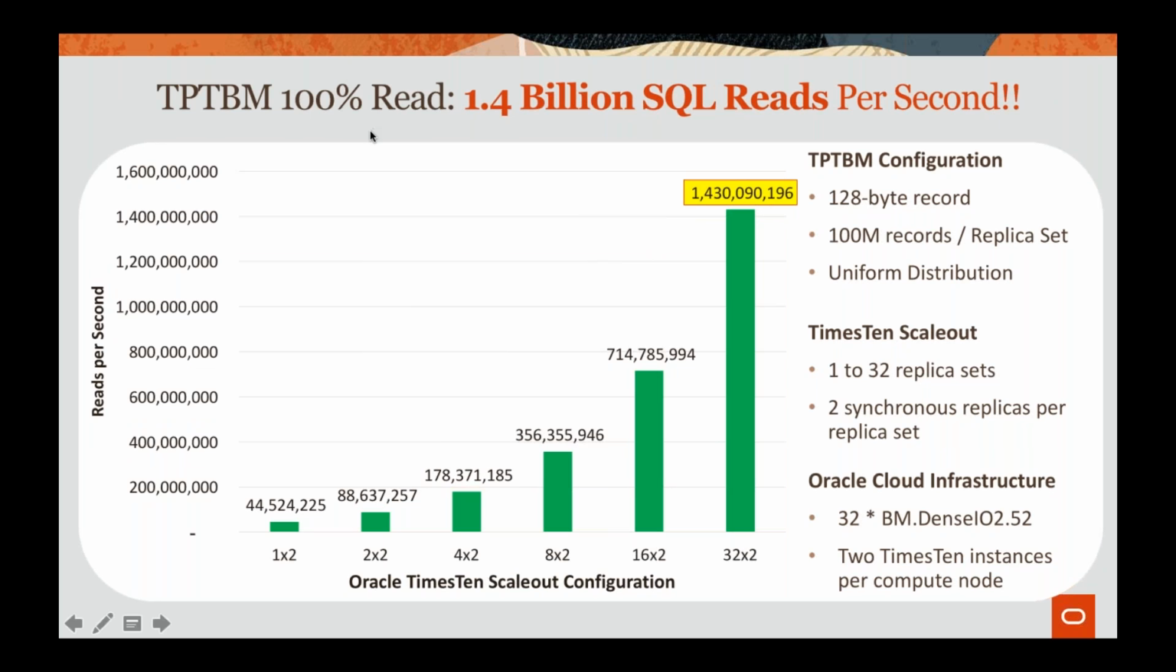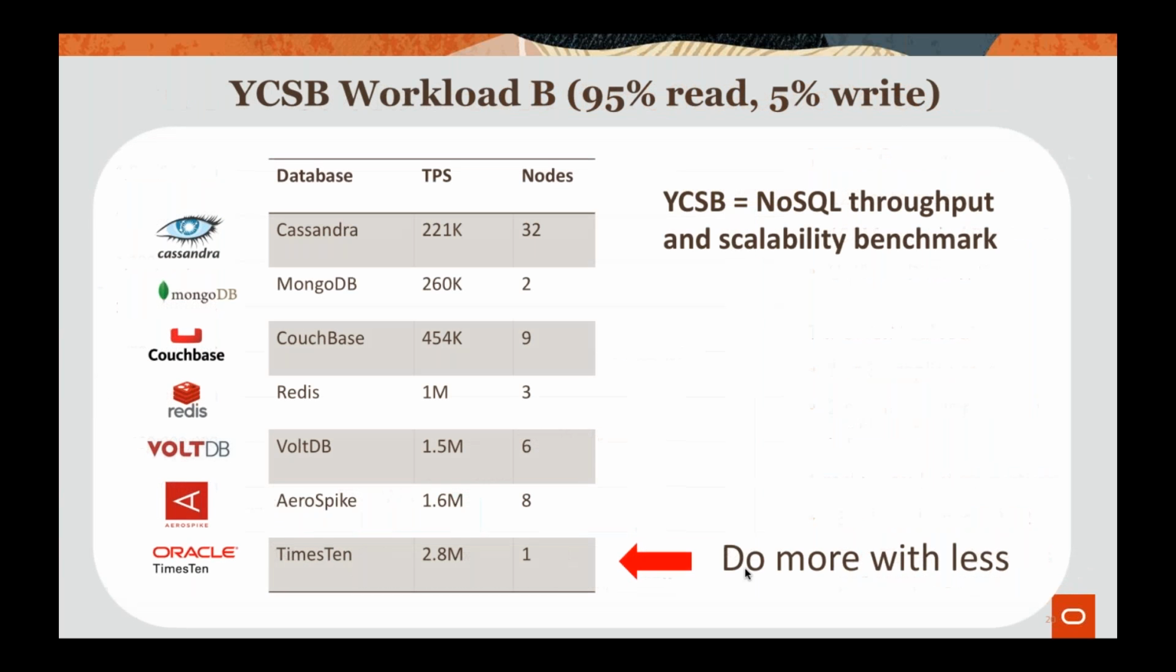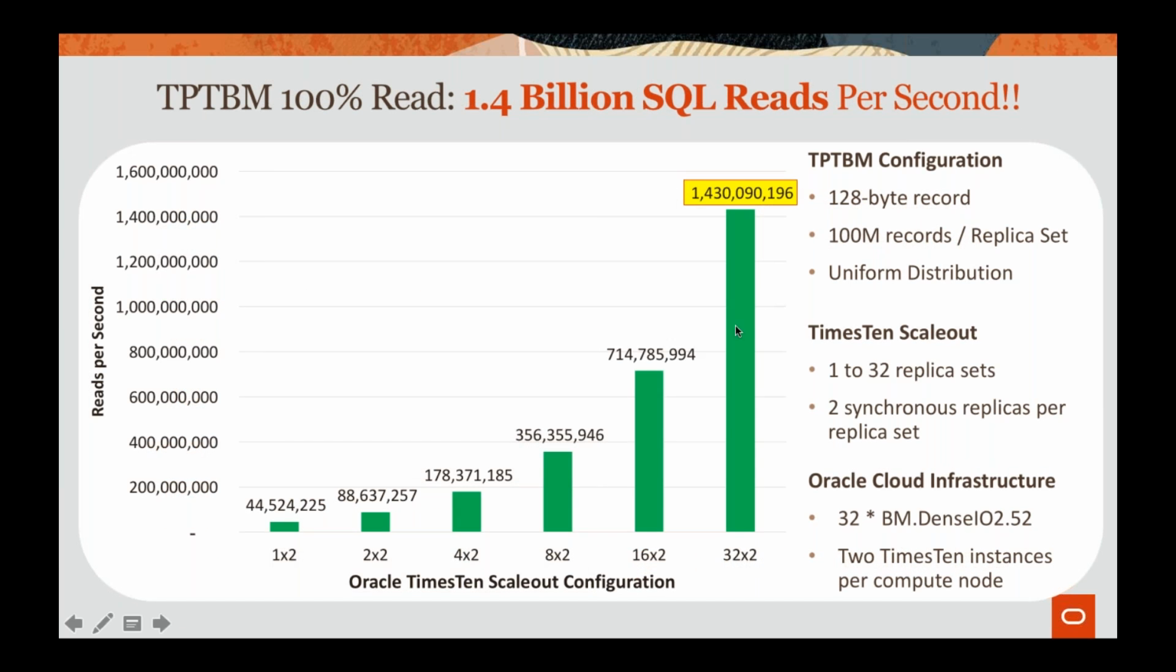When we did a 100% read workload, we're doing just over 1.4 billion SQL lookups per second. So this was about 3 years ago. So with newer hardware, it would tend to go faster. So once again, we were using 64 machines in a clustered or grid configuration. So these are SQL benchmarks doing ACID transactions.